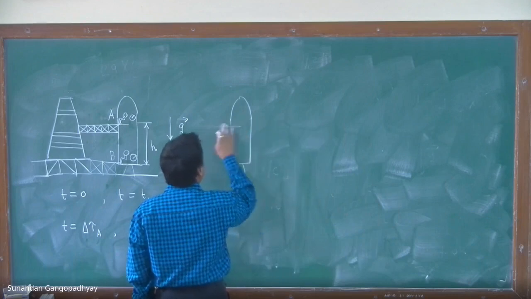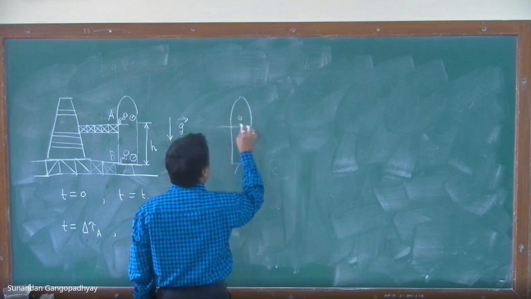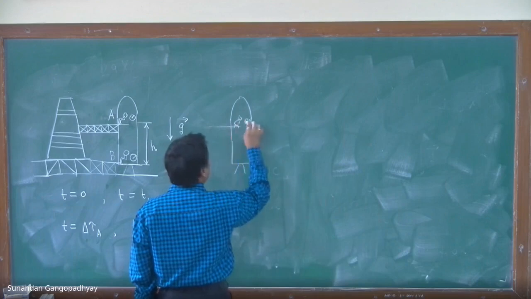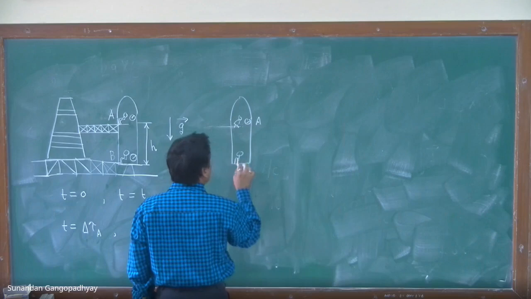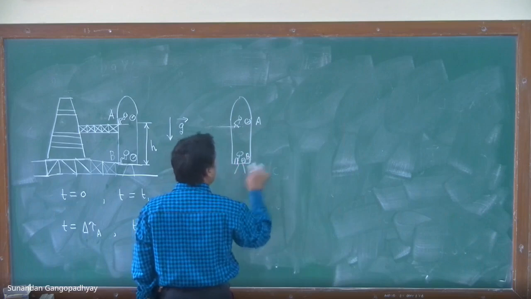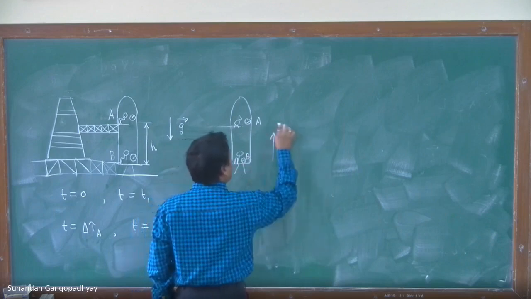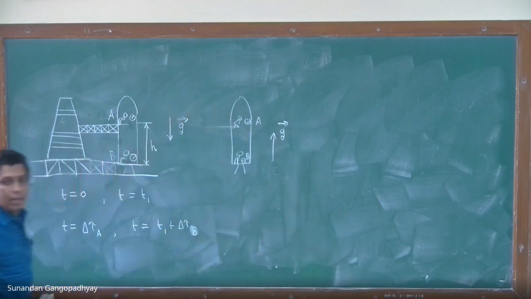This is just for your reference. So Alice is sitting here with her clock, and Bob is here. This is A, and this is B. So he is now uniformly accelerating upwards.